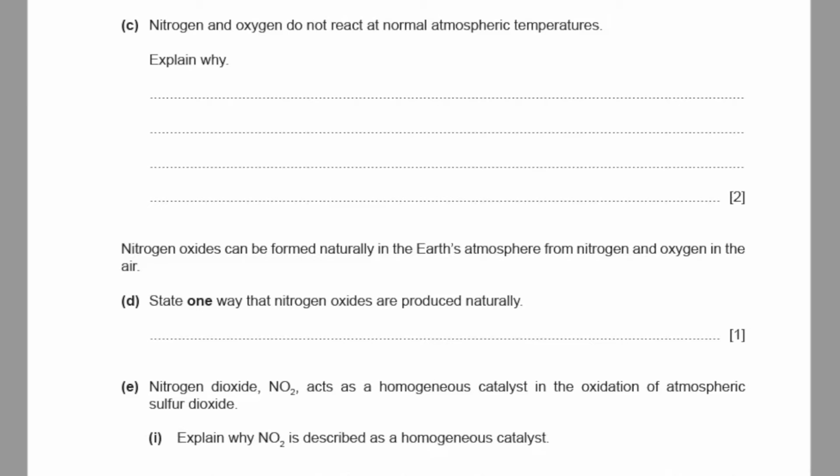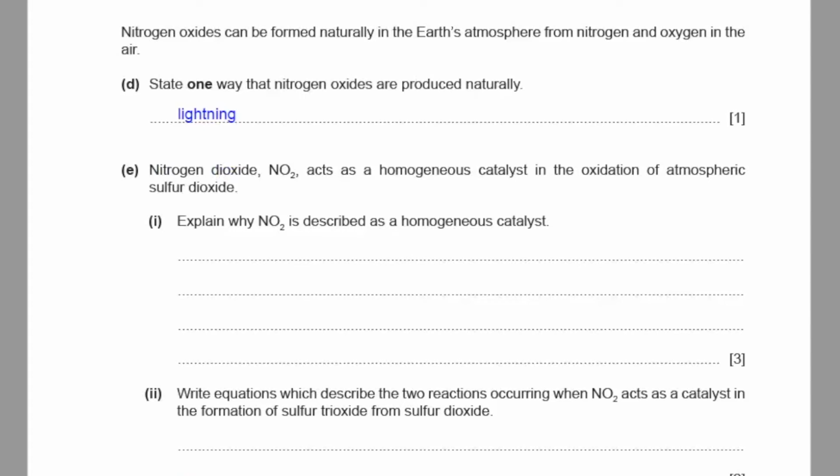Part C, nitrogen and oxygen do not react at normal atmospheric temperatures. Explain why. So the only reason for it is that nitrogen has got strong triple bonding, which requires more energy to break those bonds. Nitrogen oxides can be formed naturally in the Earth's atmosphere from nitrogen and oxygen in the air. Part D, state one way that nitrogen oxides are produced naturally. So that's through lightning.